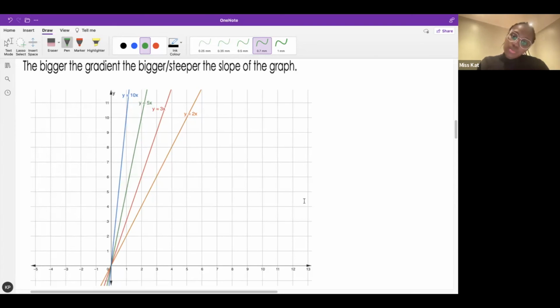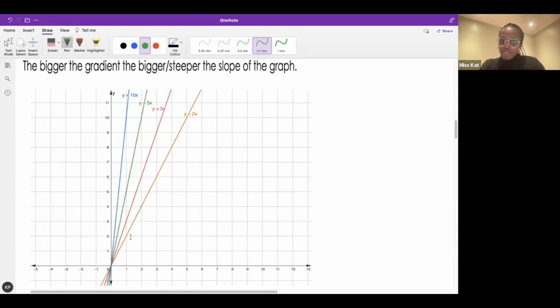Y equals? I'm going to need more people to participate in this. There we go. Y equals 10x. Guys, 10 is greater than 2.